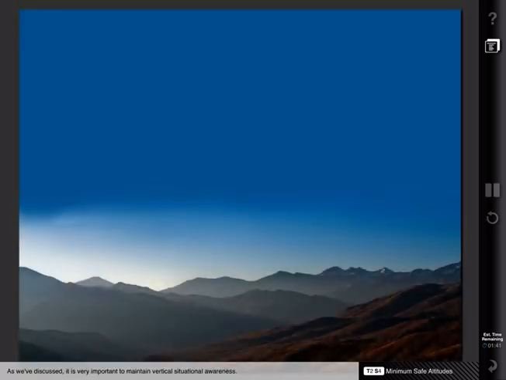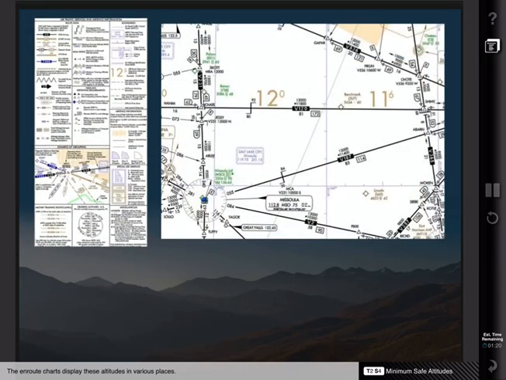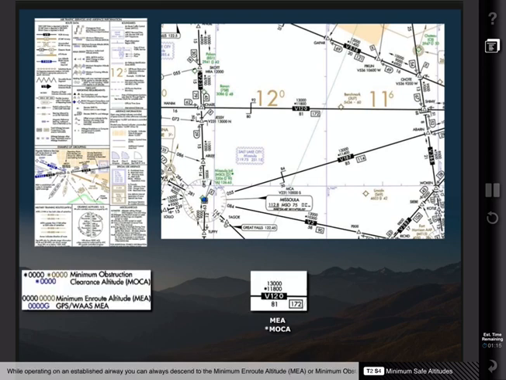As we've discussed, it is very important to maintain vertical situational awareness. A clear understanding of the lowest safe altitude in any given flight segment is crucial. While operating in IMC conditions or at night, the flight crew must rely on en route and approach charts to determine the minimum safe altitudes. The en route charts display these altitudes in various places. While operating on an established airway, you can always descend to the minimum en route altitude, MEA, or minimum obstacle clearance altitude, MOCA, and ensure sufficient terrain separation.